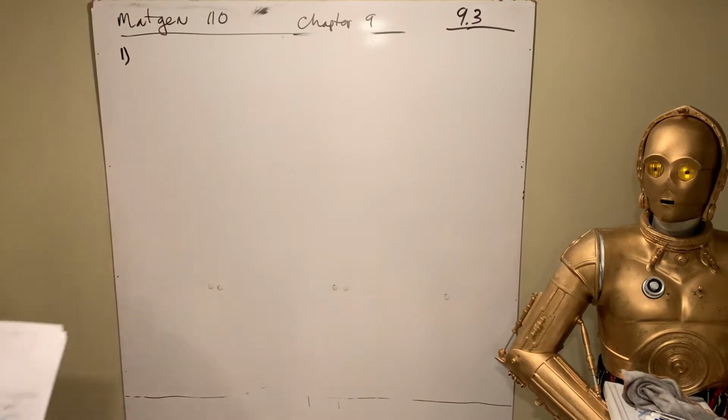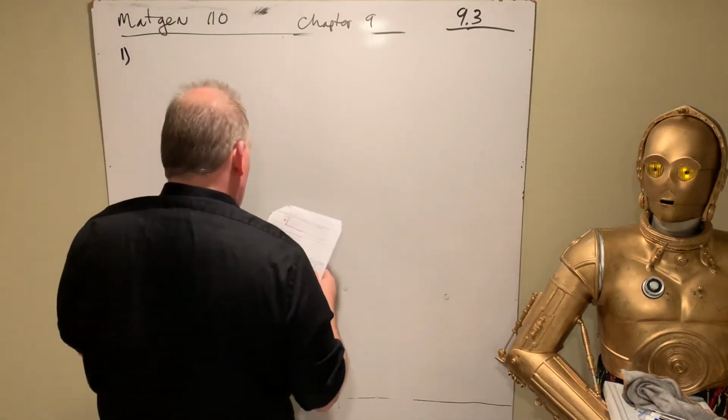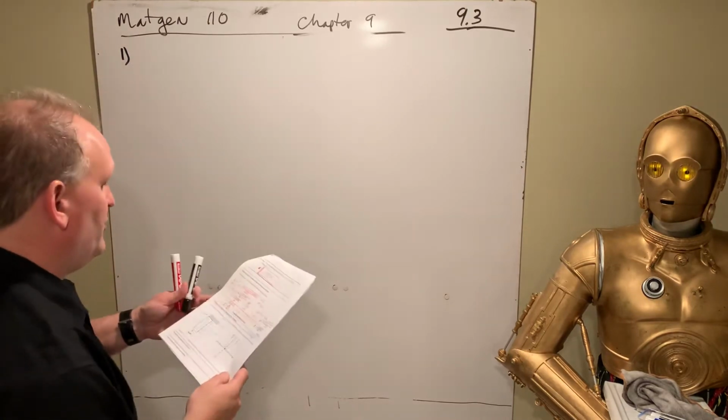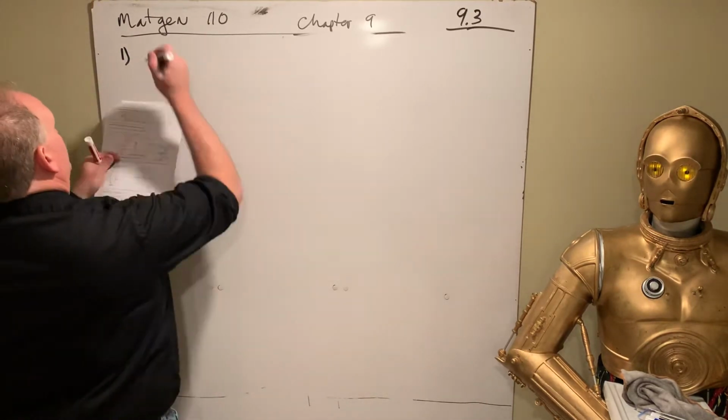We're back. We're doing chapter 9 notes, Math 110. We're looking at 9.3, which is the quadratic formula.